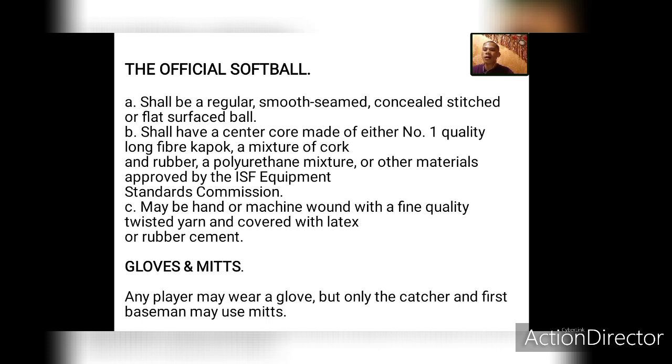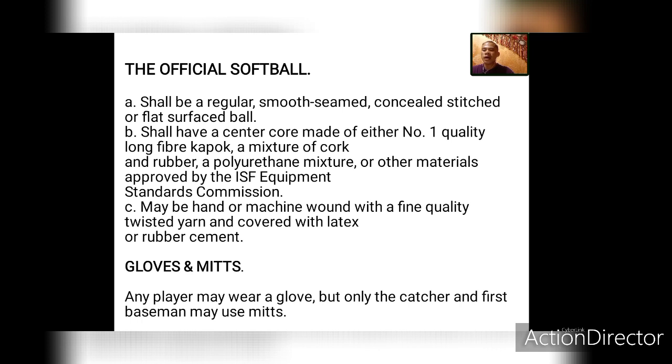Official softball shall be a regular smooth seam concealed stitch or flat surface ball. B. Shall have a center core made of either number 1 quality long fibre kapok, a mixture of cork and rubber, a polyurethane mixture, or other materials approved by the Equipment Standard Commission. C. May be hand or machine wound with a fine quality twist yarn and cover with latex or rubber cement.